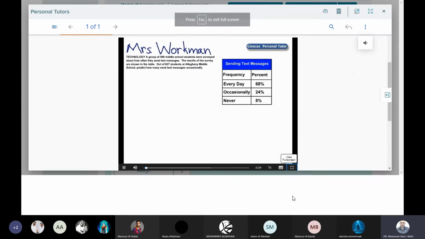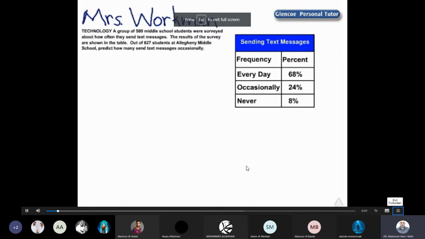Technology. A group of 500 middle school students were surveyed about how often they send text messages. The results of the survey are shown in the table. Out of 627 students at Allegheny Middle School, predict how many send text messages occasionally. If we look at the table, we notice that we're given the frequency with the percent. Here's the occasionally entry. 24% of the students send messages occasionally.